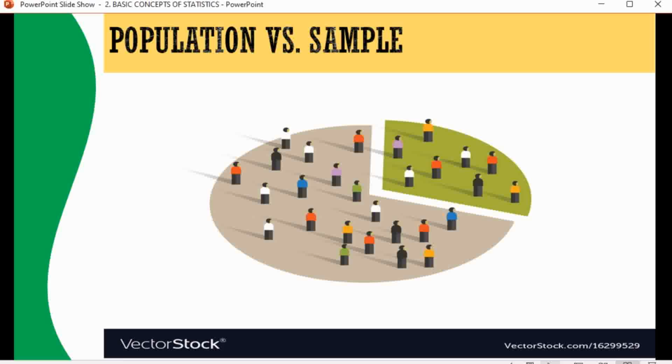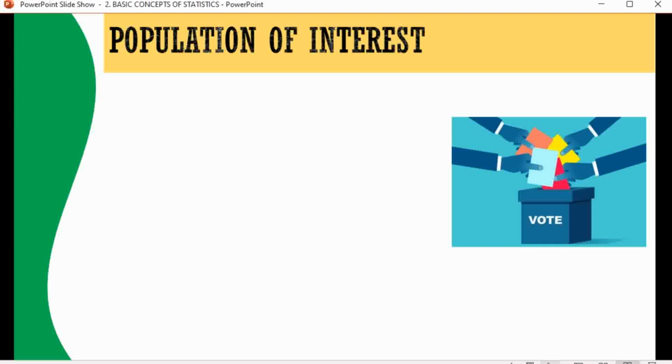So in representation, the entire shape here is our population. And in research, we call it the parameter. While a part of that circle, just the slice of that, is our sample, and that's what we call statistics. Another term that is important to understand when we talk about population and samples is the population of interest.